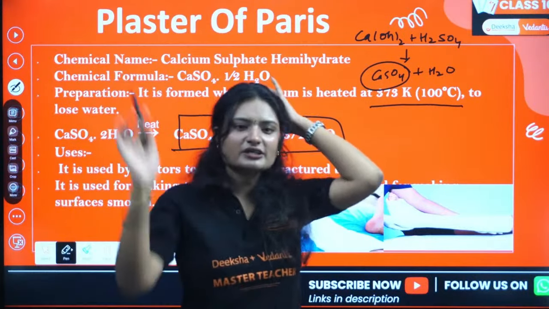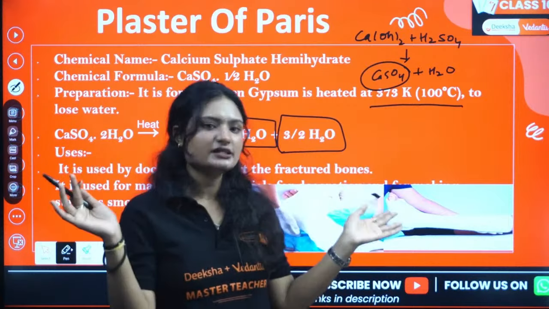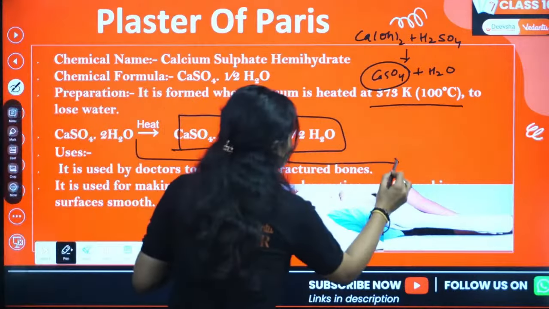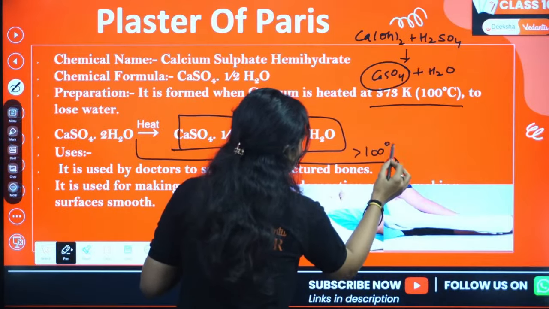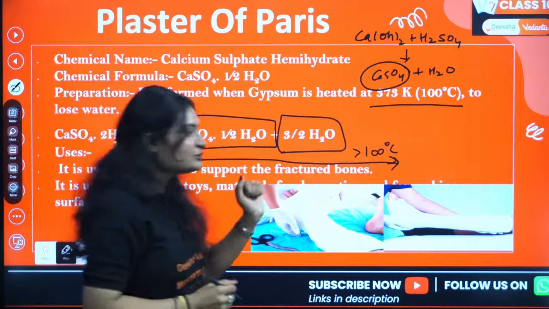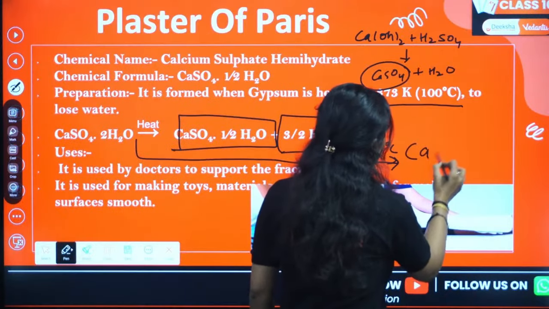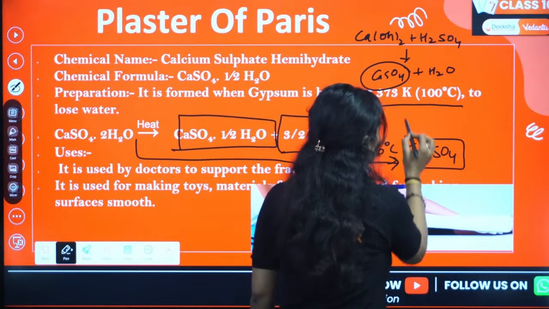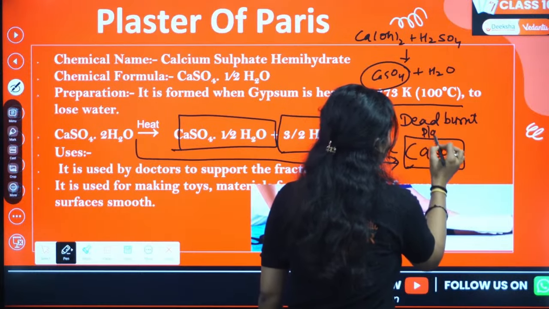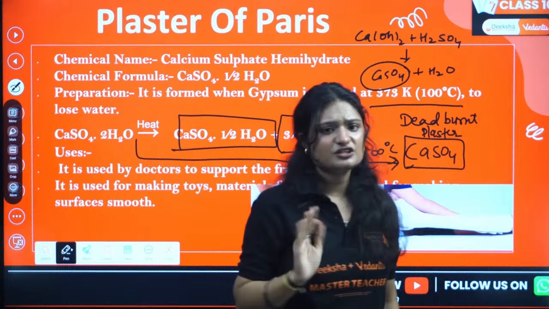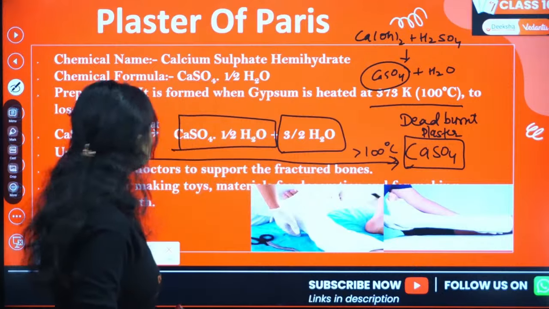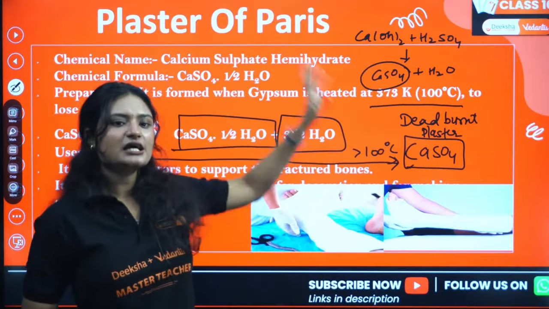What happens if we heat it above 100 degrees Celsius? If we take gypsum and heat it above 100 degrees Celsius, it will lose all the water molecules. Correct, my dear kids. And we get calcium sulfate. This is dead burnt plaster. It is used nowhere. So that is what happens if you heat gypsum at a temperature greater than 100 degrees Celsius.